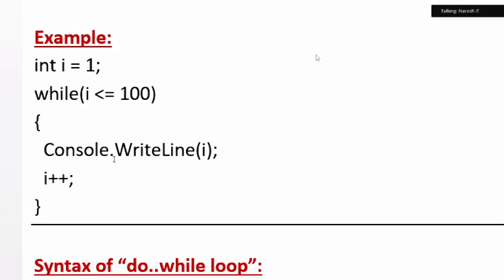Understood? If you know the exact count, then only a for loop can be used. When you don't know the exact count, you cannot use the for loop. Got the point or not? That's the difference between for and while. Otherwise, both will execute in the same way.